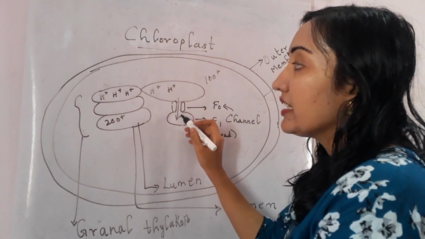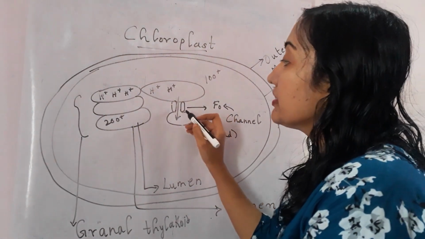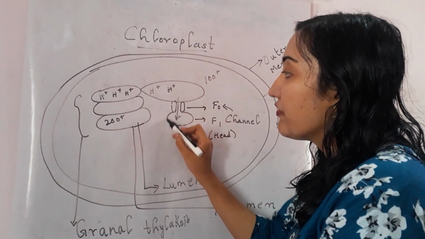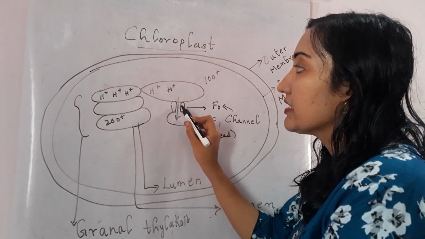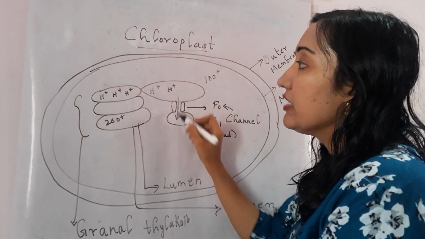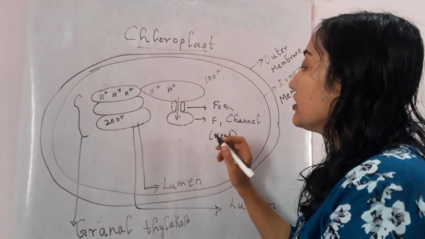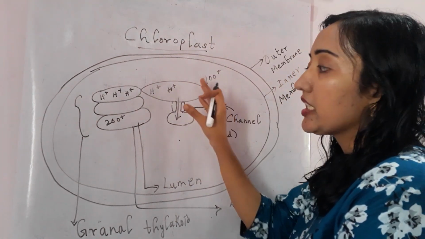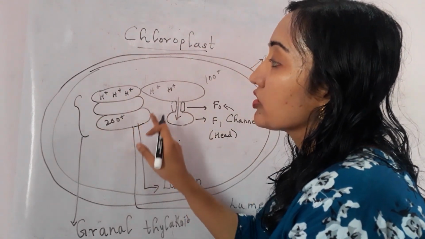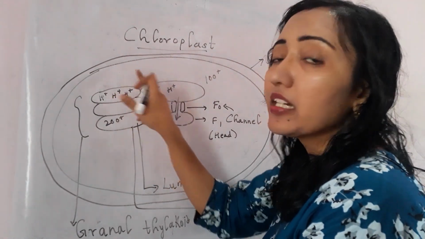A transmembrane channel is attached to the thylakoid, and this channel consists of F0 and F1. F0 is the channel and F1 is the head. Hydrogen ions, that is protons, leave the thylakoid through this channel and come out. This is a transmembrane channel through which the protons come out. And the concentration of protons should always be more inside the lumen of the thylakoid than in the stroma.